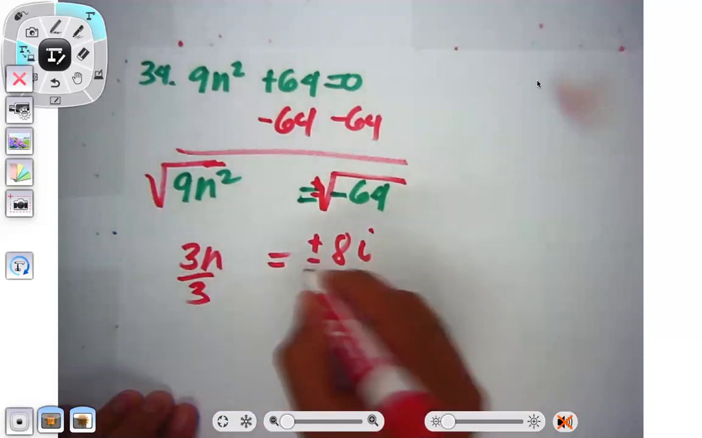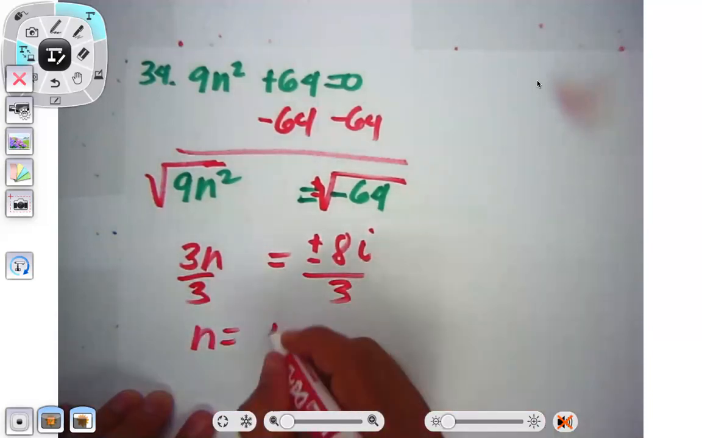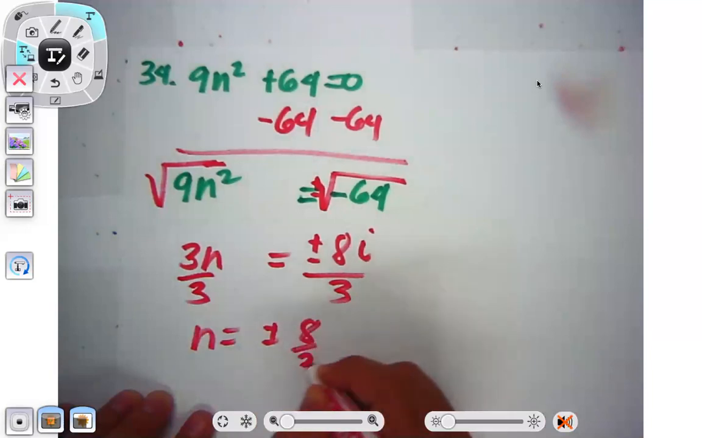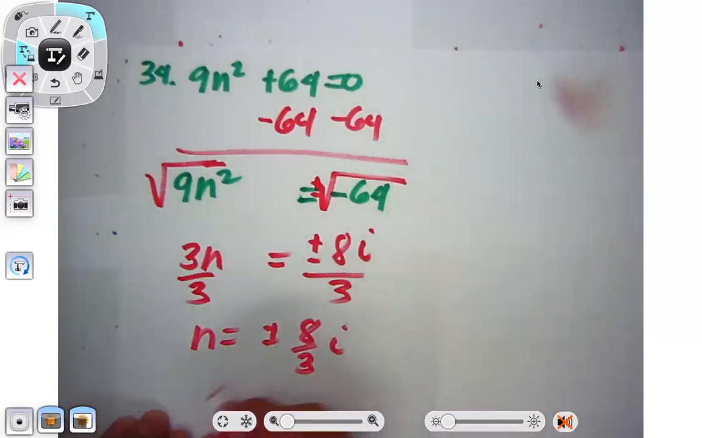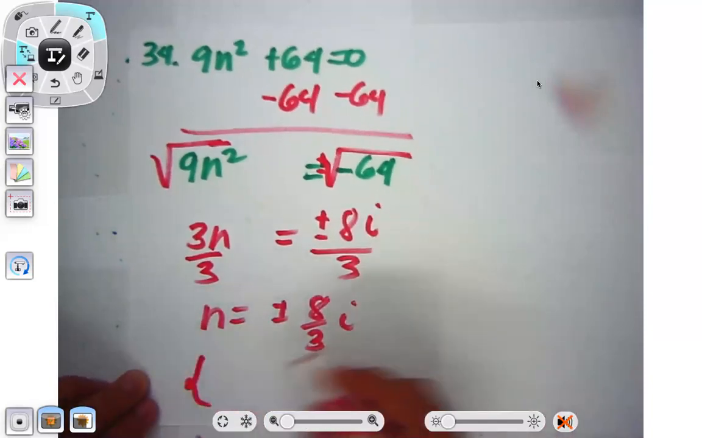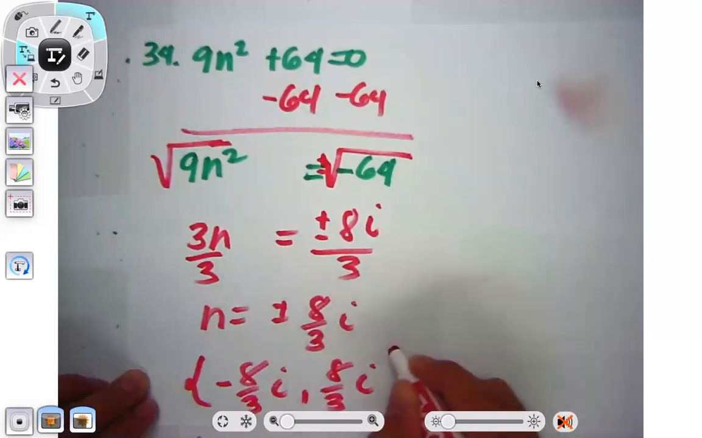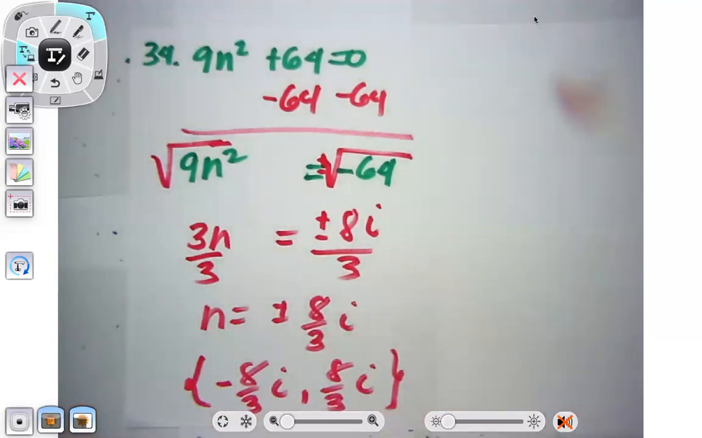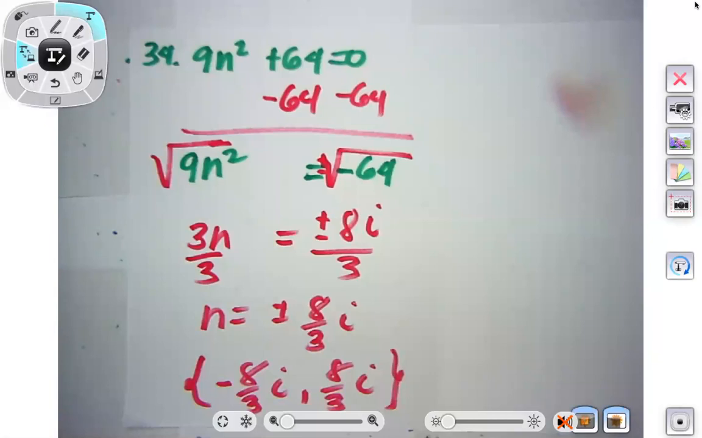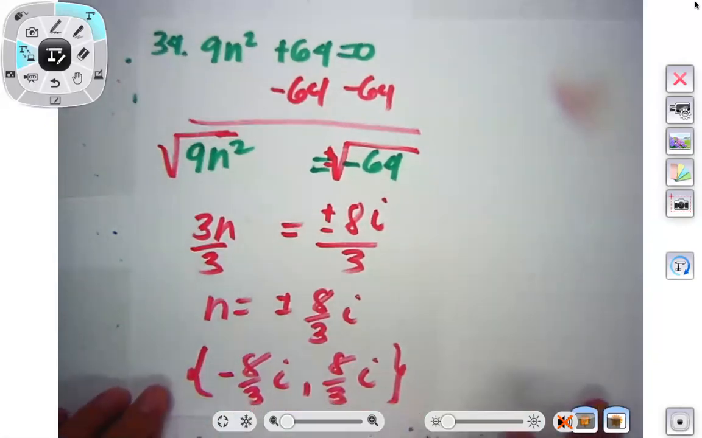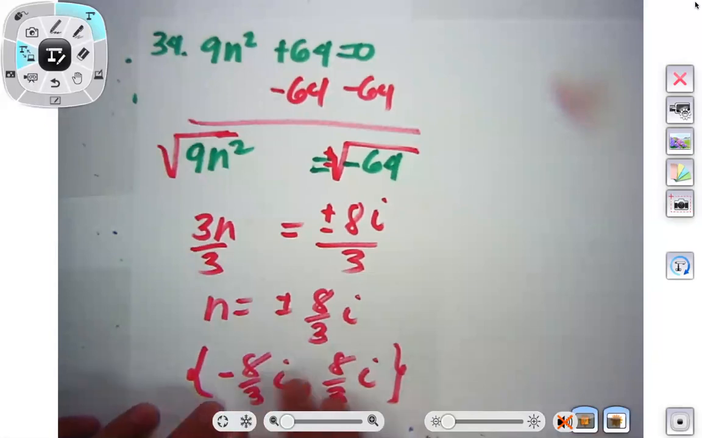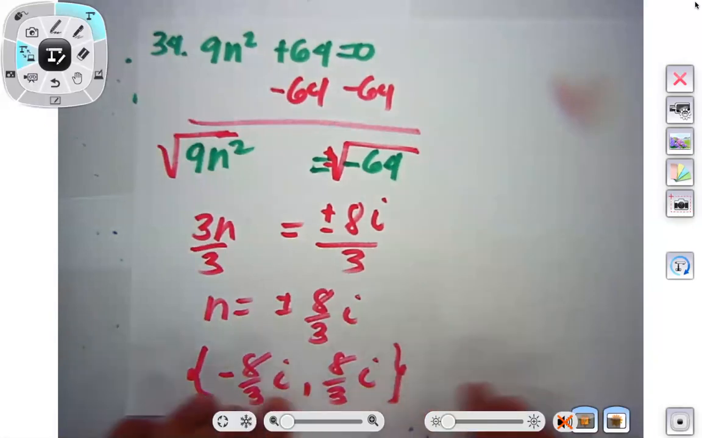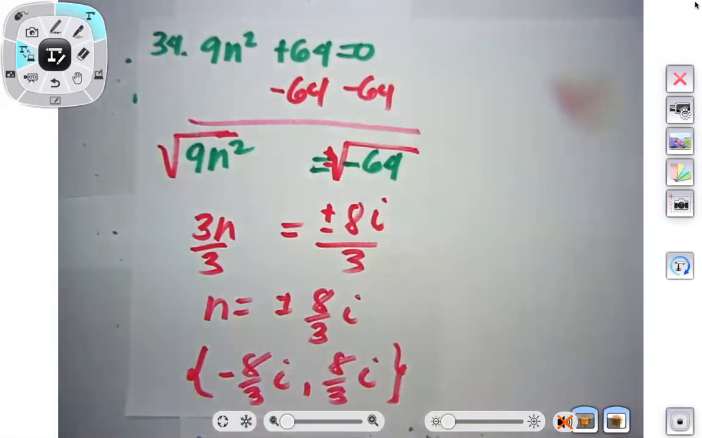Divide both sides by 3. You have n equals positive, negative 8 over 3 i. So our solution set would be the set negative 8 over 3 i and 8 over 3 i. It's a complex number. This also means that there are no real roots because the roots are imaginary numbers. Negative 8 over 3 i and 8 over 3 i are not real numbers. And so we can say there are no real roots.